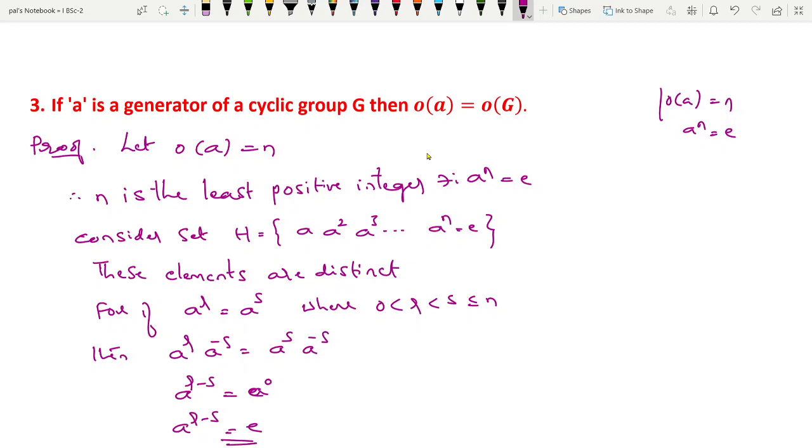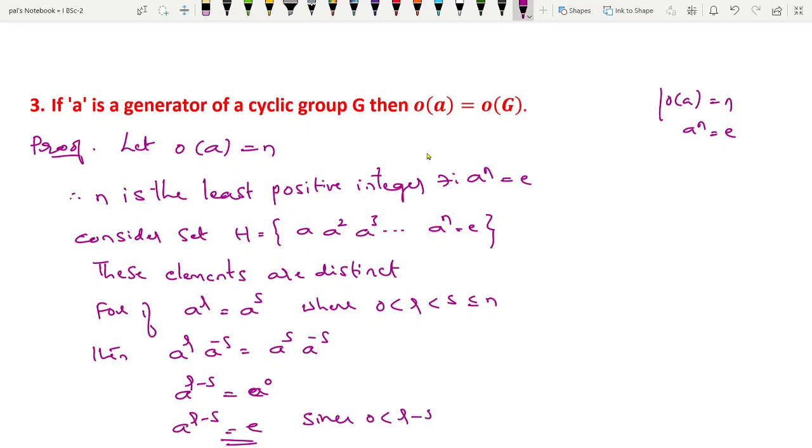And all of you know that R and S are values which are less than n. So R minus S is a natural number. It is definitely less than n, since 0 is less than R minus S.